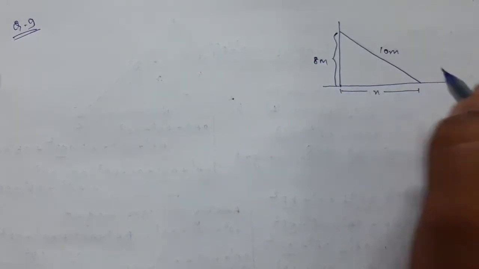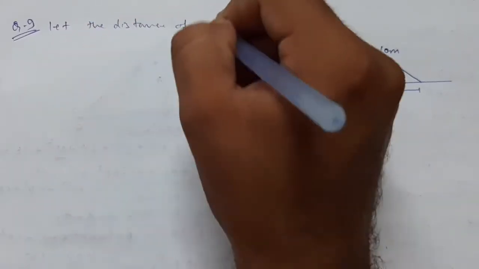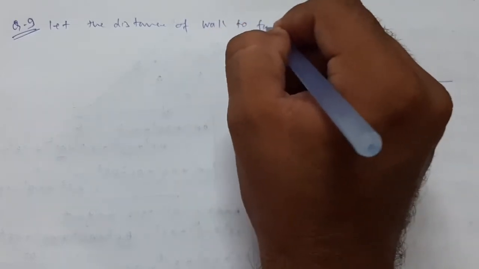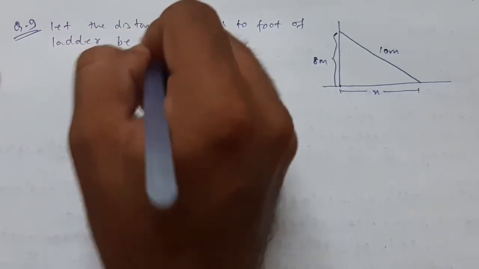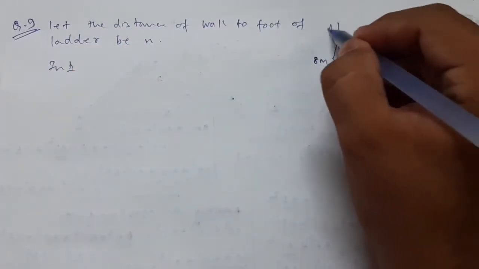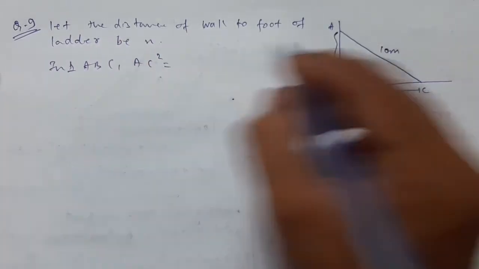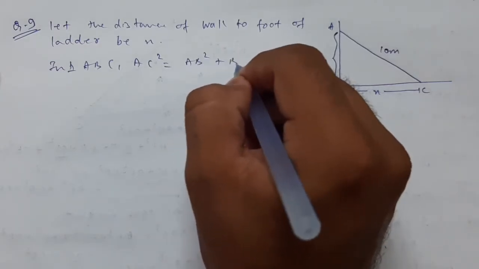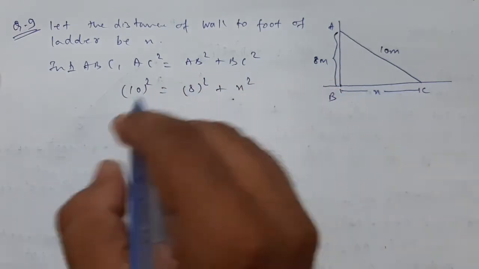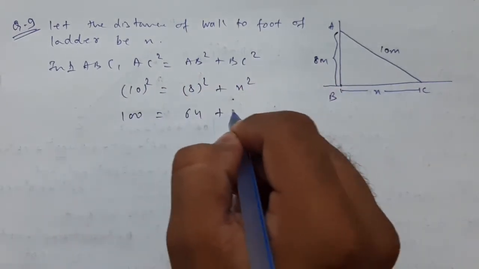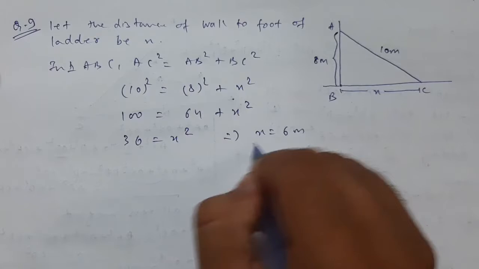So this is x. Let the distance of wall to foot of ladder be x. In triangle, let us name them ABC, AC square is equal to AB square plus BC square. So 10 square is equal to 8 square plus x square. So 100 is equal to 64 plus x square. So 36 is equal to x square, and it implies x is equal to 6 meter.